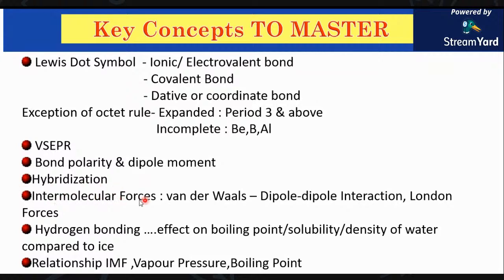Hybridization, intermolecular forces. Focus on hydrogen bonding, which is its effect on boiling point, solubility, and density of water compared to ice, as well as the relationship between vapor pressure, boiling point, and intermolecular forces. And finally, metallic bond and the sea of electron model. I noticed that the last line is not visible, but never mind, I will post it up with some edits later. So let's go on to chapter 5.